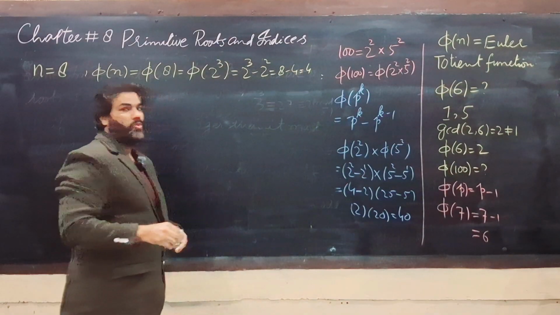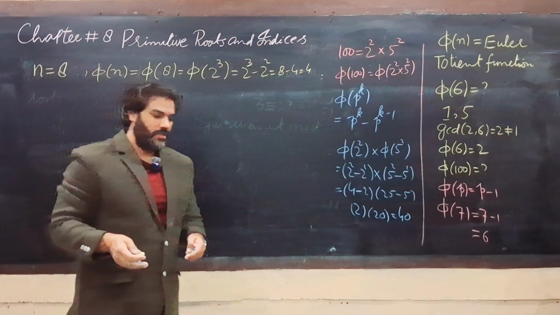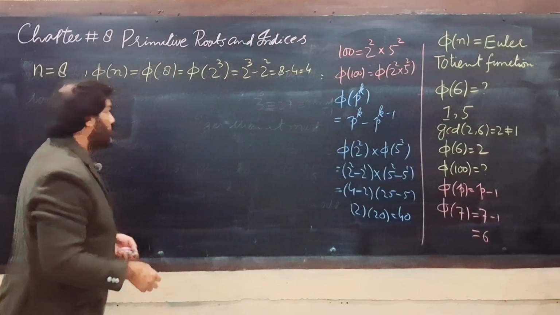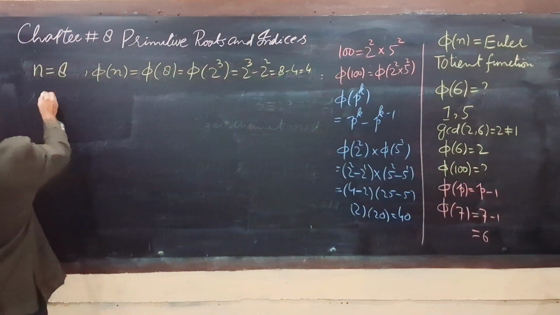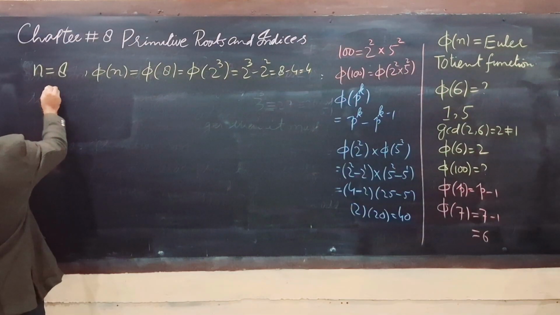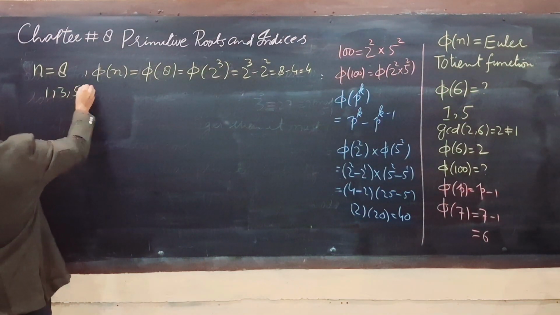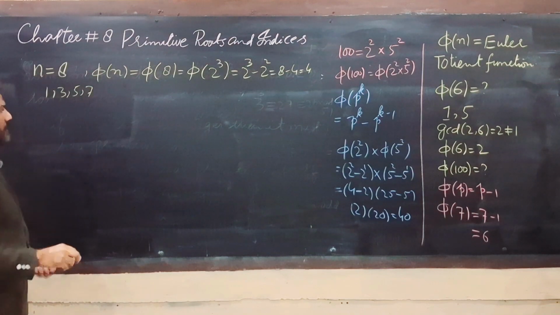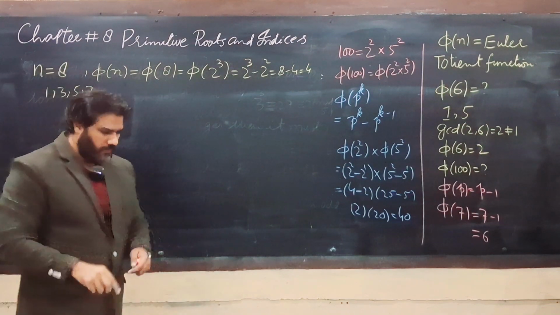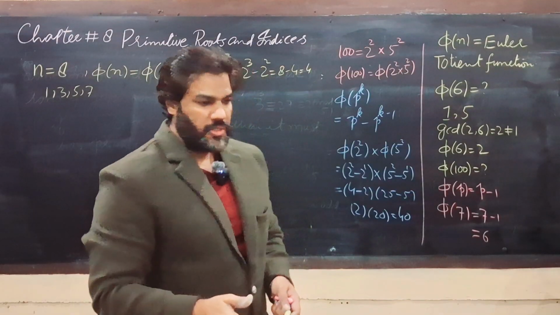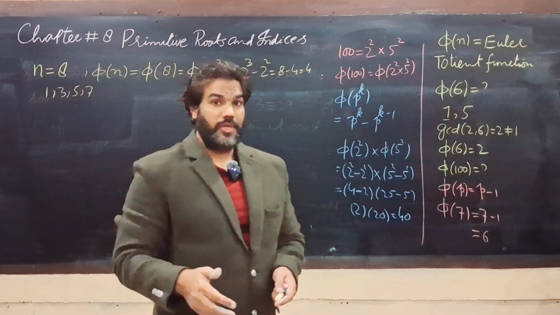So there are 4 positive integers which are less than or equal to 8 and relatively prime to 8. And those integers are 1, 3, 5 and 7. These 4 integers are relatively prime to 8. Now out of these 4 integers, we have to check which integer, if possible, is a primitive root of 8 or not.